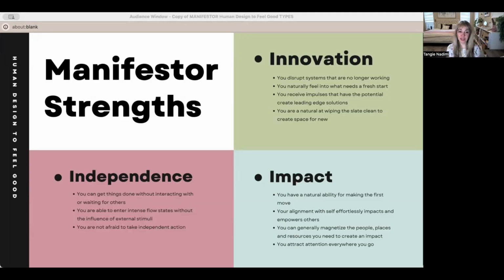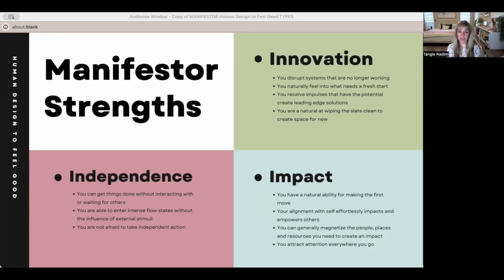Manifestors are also quite independent. They can get things done without interacting with or waiting for others. You're able to enter intense flow states without the influence of external stimuli, and manifestors are not afraid to take their own independent action. Manifestor aura is very impactful.